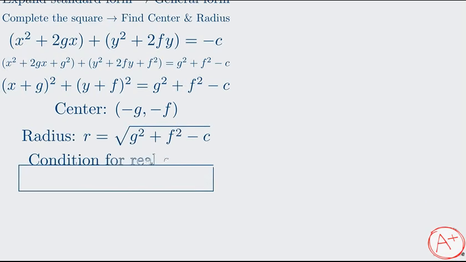A crucial exam observation. For a real circle to exist, the expression under the square root must be greater than 0. If it is not, no such circle exists in the real plane.